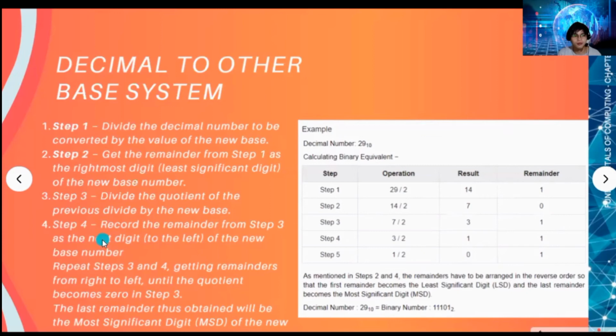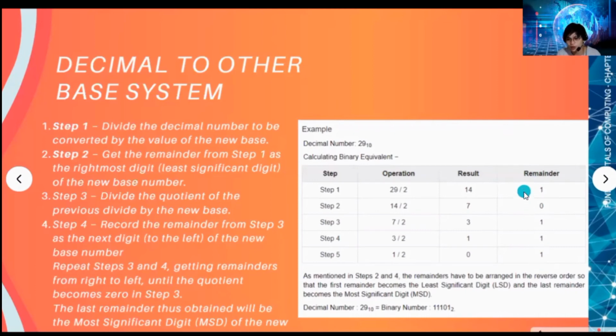So step 4, record the remainder from step 3 as the next digit to the left of the new base number. Repeat steps 3 and 4, getting remainders from right to left until the quotient becomes 0. Okay? So the last remainder thus obtained will be the most significant digit. So the most significant digit is from bottom to up.